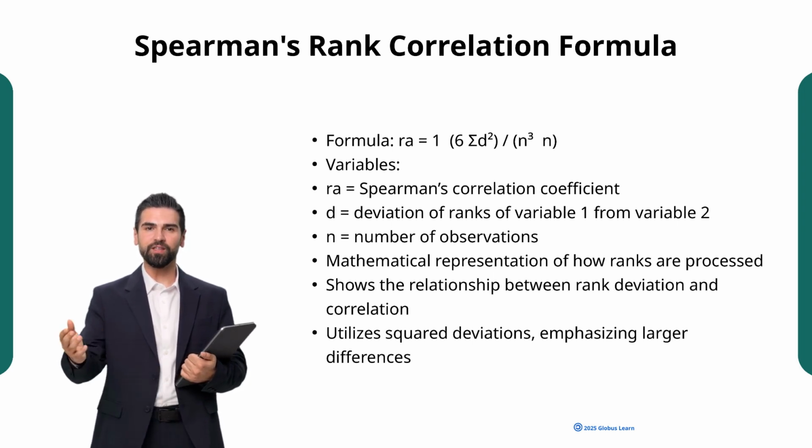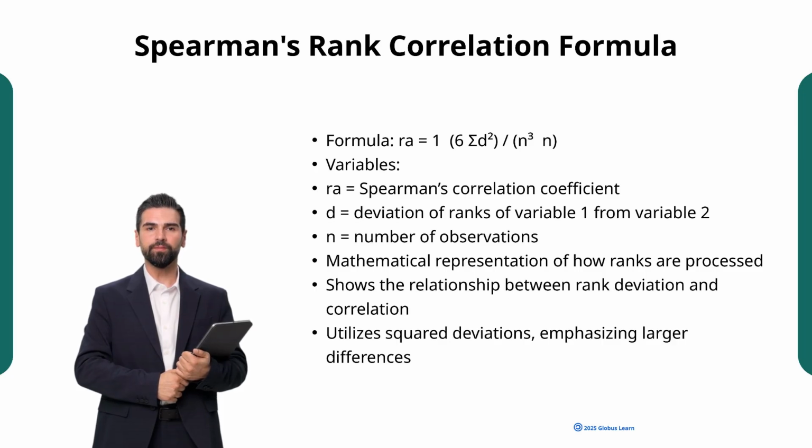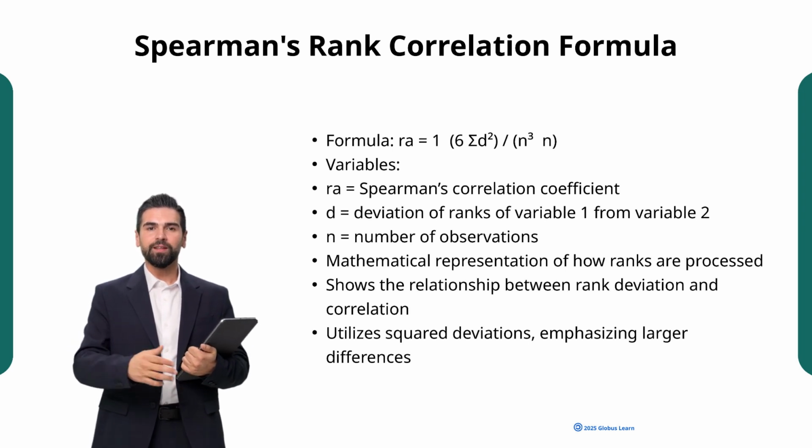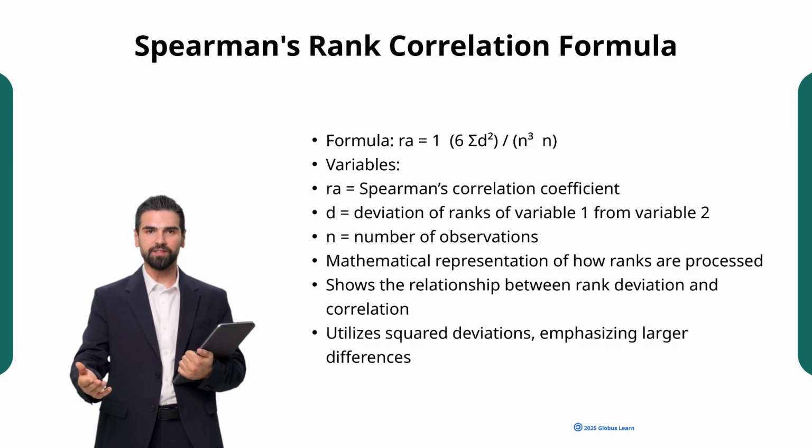First off, r_s stands for Spearman's correlation coefficient. The n represents the number of observations or pairs you're examining. Now, what does d represent? Good question. d is the deviation of ranks, which means you're looking at how far apart the ranks of two variables are. By squaring these deviations and summing them up, Σd², the formula emphasizes larger discrepancies between ranks, making those variations more impactful in your results.